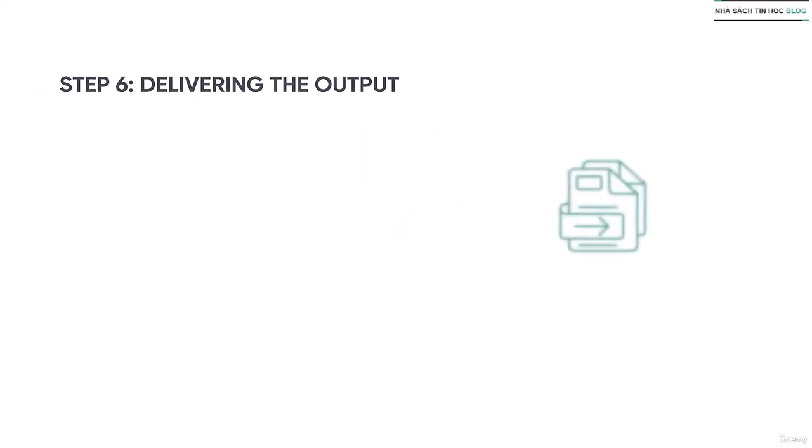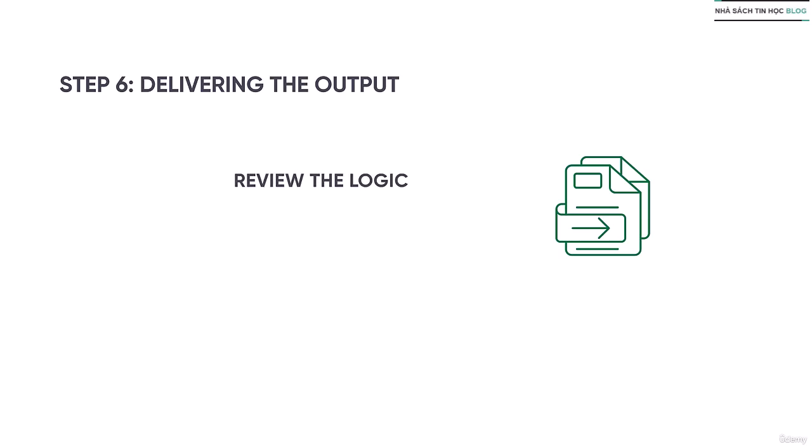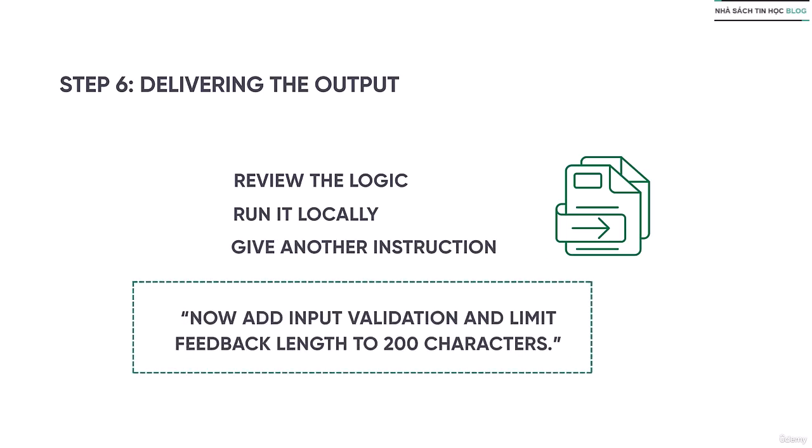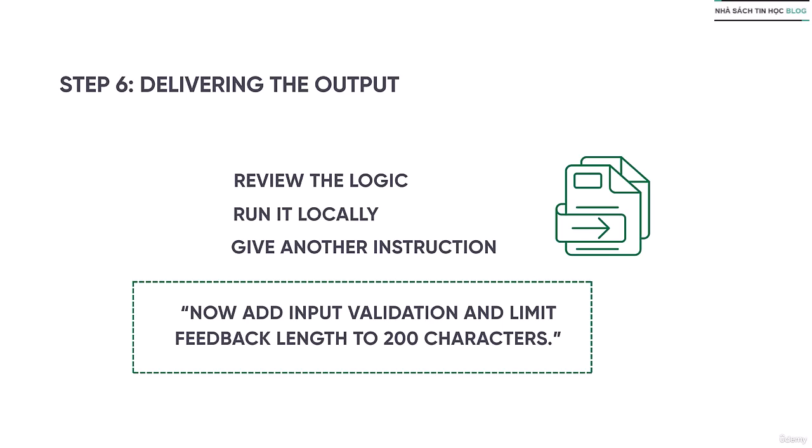Now, the final step is delivering the output. Finally, the AI sends the completed code back to you in your IDE. You can now review the logic, you can run it locally, or you can give another instruction like "now add input validation and limit feedback length to 200 characters." The moment you do, the entire loop starts again. And that's the continuous rhythm of vibe coding. You describe, the AI builds, you shape, and it adapts.